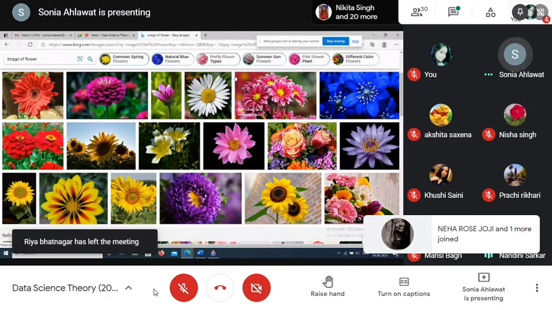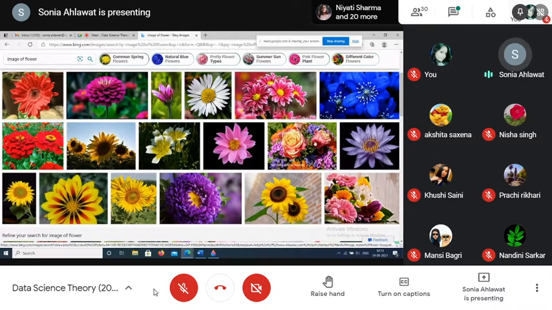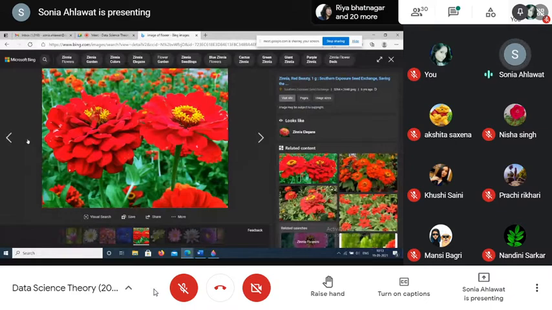Fine. So by looking at a simple image, can anyone let me know what this flower is being called? Blue one? This one. Can anyone tell me what is the name of this flower? No. Okay. This one? Can anyone let me know what this flower is? What is the name of this flower?